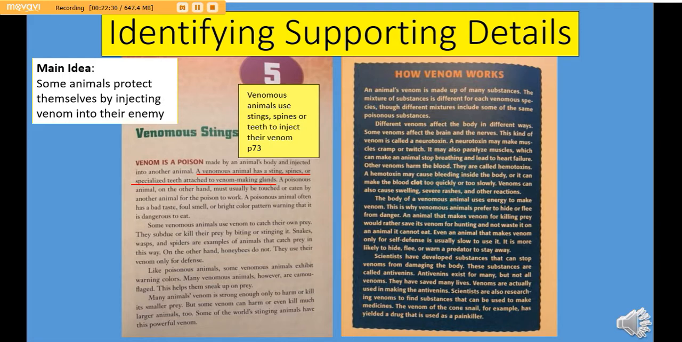Moving on to paragraph 2, I see the author tells us that some venomous animals use venom to catch their own prey. So not just for self-defense, but actually to help them survive and eat, they need to use their venom. So I'm going to underline that. And then on my Post-it note, I'm going to write, venom can be used to help animals catch their prey. And that is found on page 73. So I'm going to record that information now.